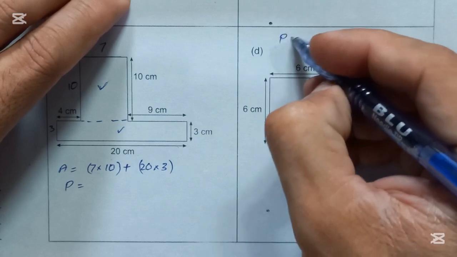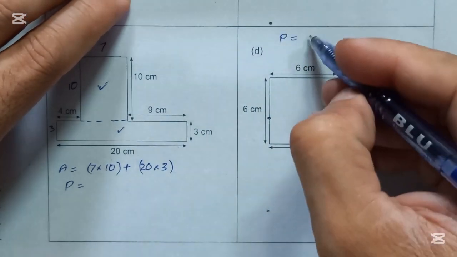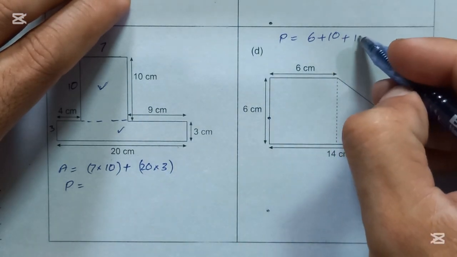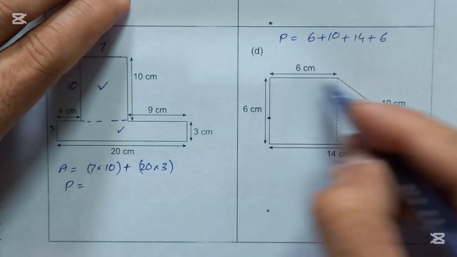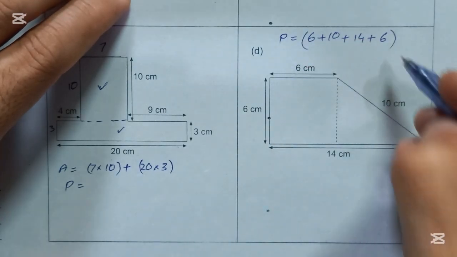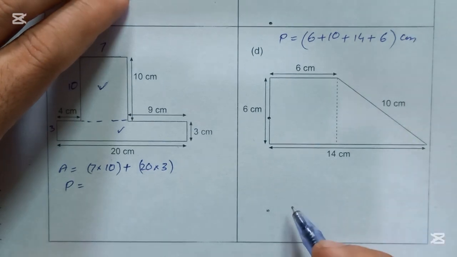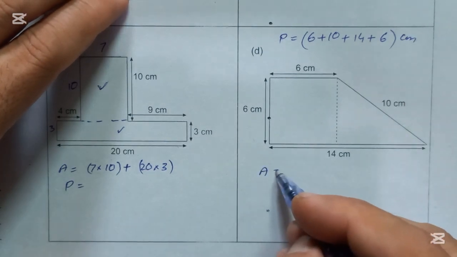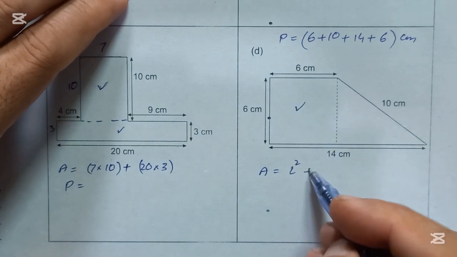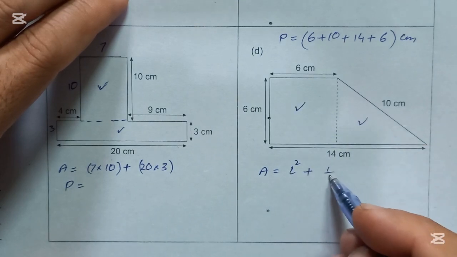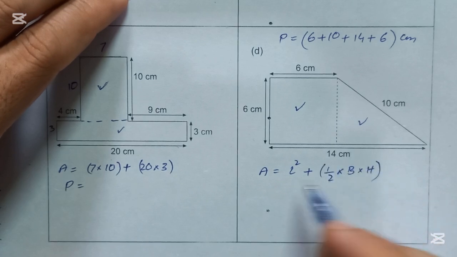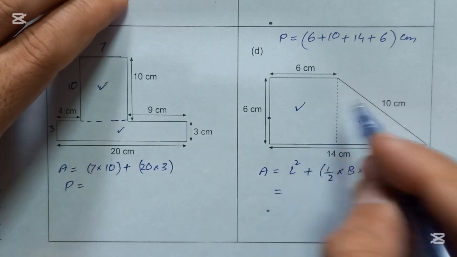So perimeter will be equal to 6 plus 10 plus 14 plus 6. So the sum of the outer boundaries will make the perimeter. The unit will be centimeters because the centimeter unit is involved. When we are going to find the area of the figure, here is a square. The square's area is L square, and here is a triangle. The triangle's area is 1 by 2 into base into height. So we will add the two figures to find the area of the full figure.